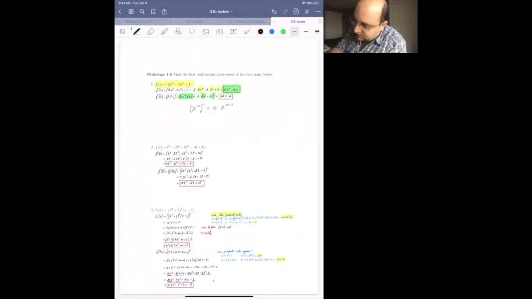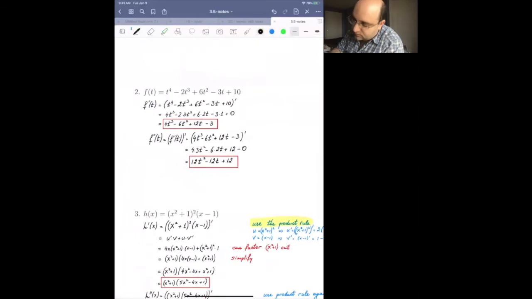So next example, here's the next example, which is also a polynomial. Now it's a polynomial of degree 4. So the first derivative is obtained the usual way.